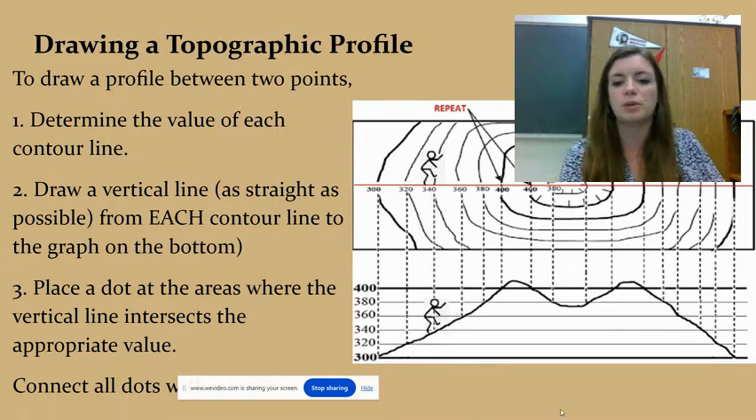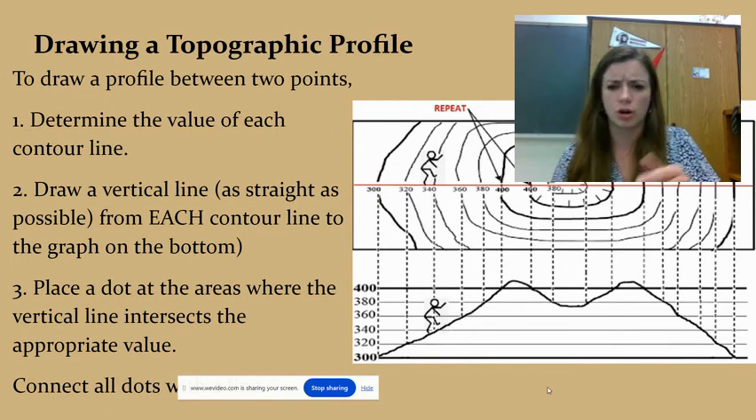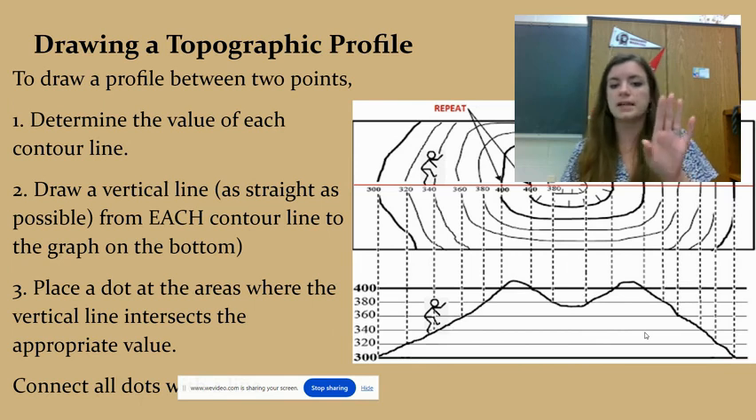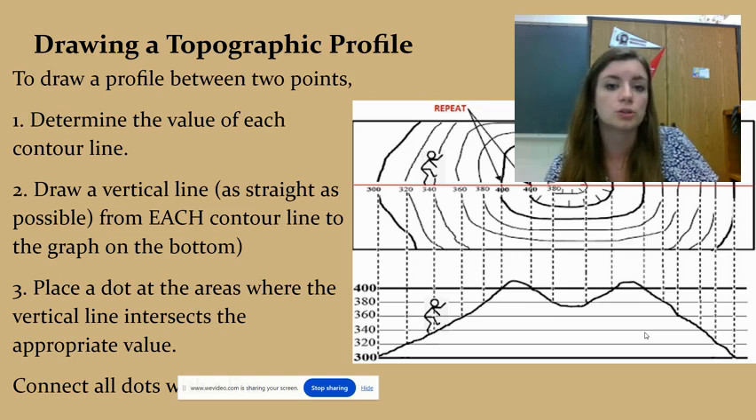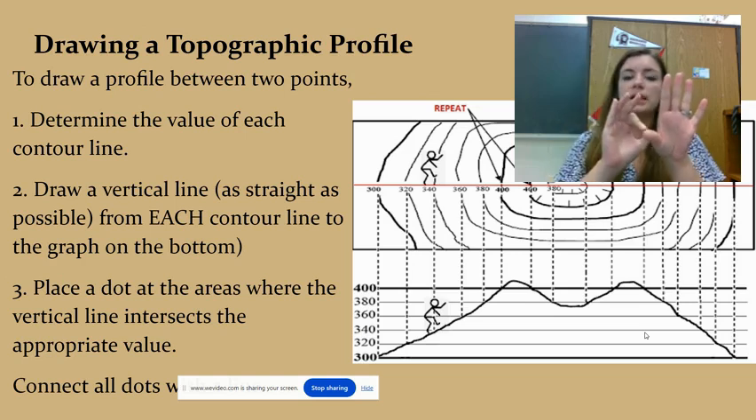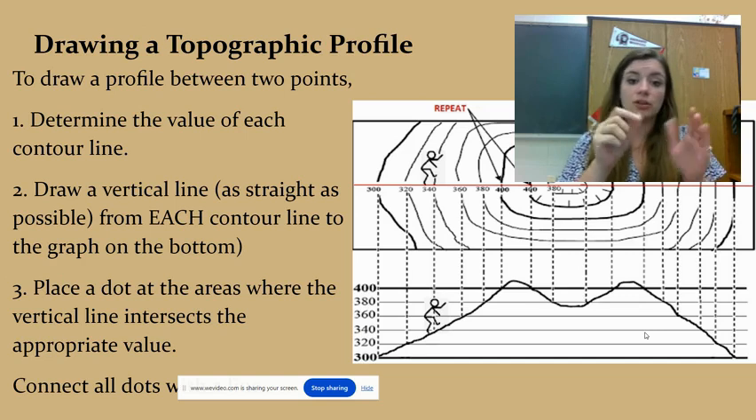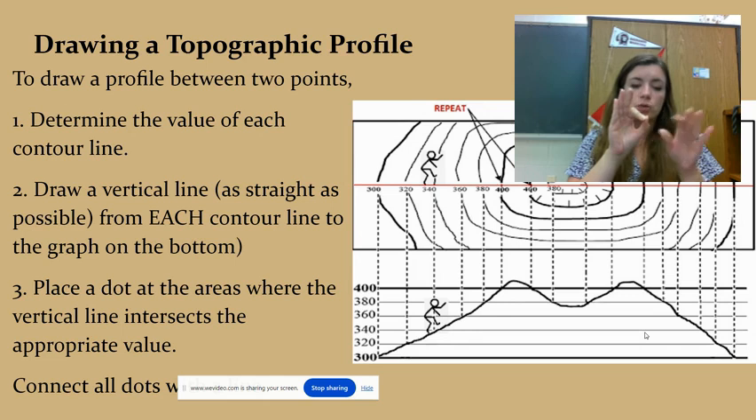The graph on the bottom will be blank, by the way, with no drawings like you see here, and then you'll make the drawing. So draw a vertical line down, and then after you've identified what each one of the values are for the contour lines, you're going to place a dot at that value where that vertical line meets the value on the bottom of that contour line.